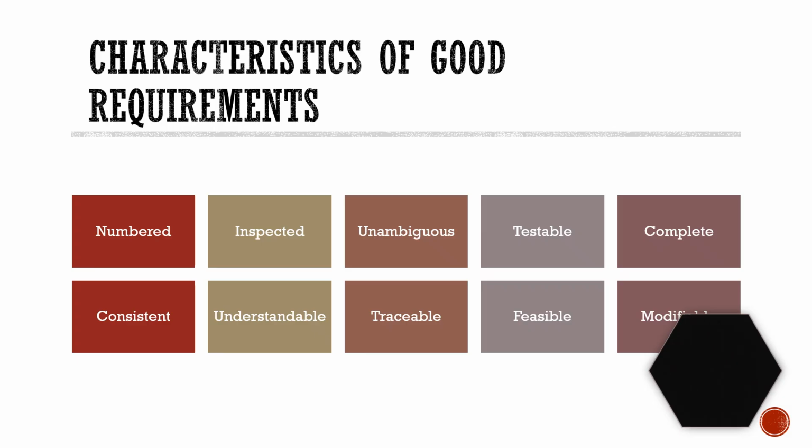Complete, it shouldn't be incomplete, since we have seen there are issues when the requirements are incomplete or inconsistent. Understandable. This is a very important point. The requirement should be understandable, because when the customer and developers couldn't understand the requirement, there is a possibility that the requirement cannot be implemented. Traceable. That means when you implement a certain requirement, it should be traceable, it should be trackable. Feasible, it shouldn't be like it could have been done only for a certain scenario. Modifiable means the requirement could be changed over time, or it entertains change over time.